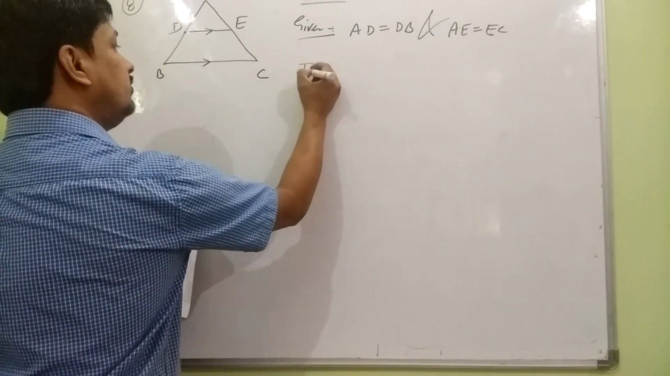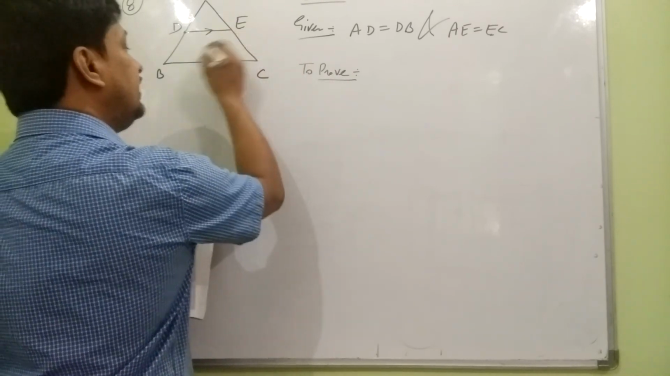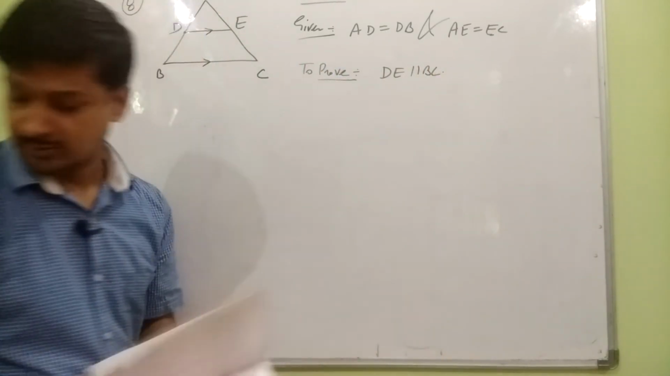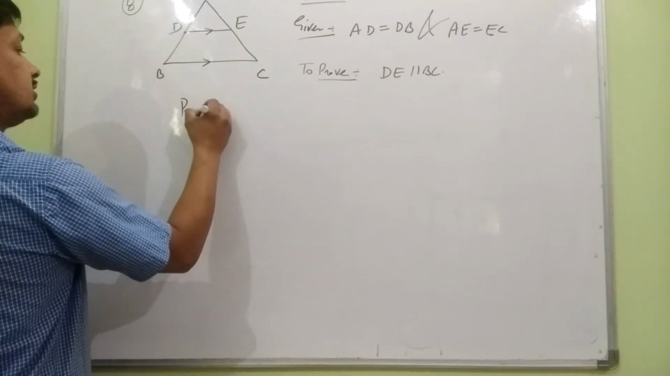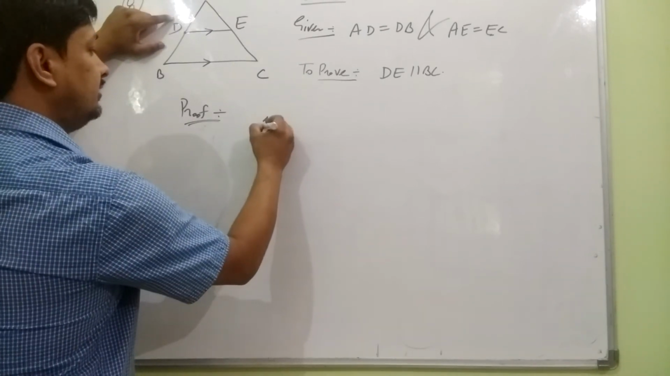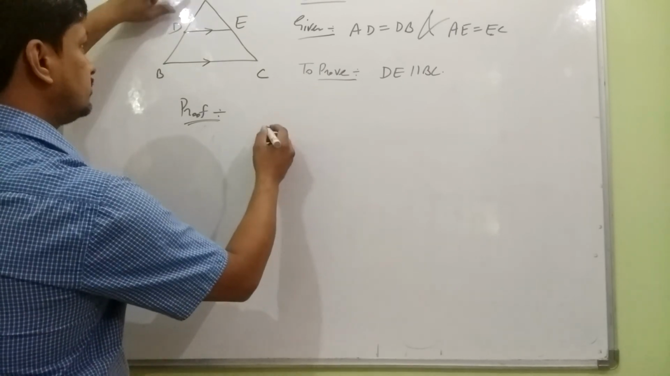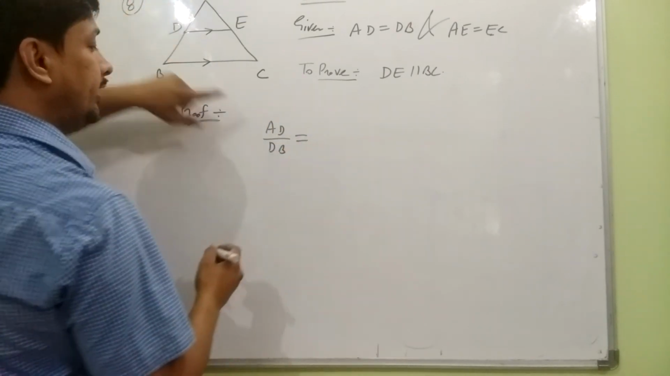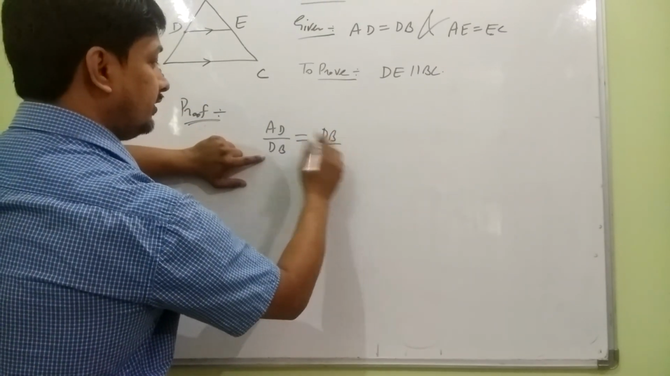And what is to prove? तो अगर ऐसा है तो हमें क्या प्रूव करना है कि DE is parallel to BC. So it is another very easy problem. So its proof is here. So in triangle, first of all, you find their ratios. Let us find the ratio of AD upon DB. So you know AD is equal to DB, so we can write DB in place of AD here.